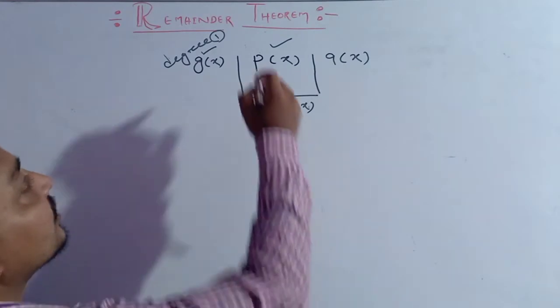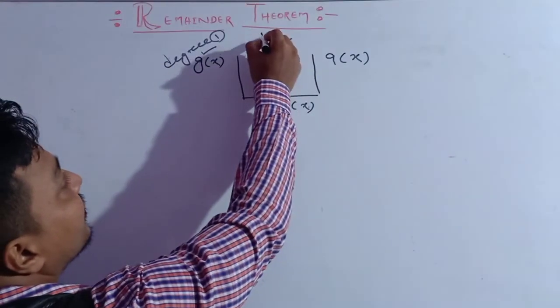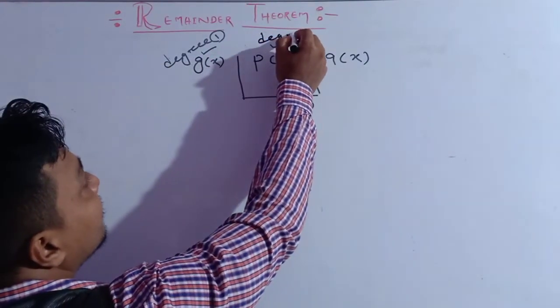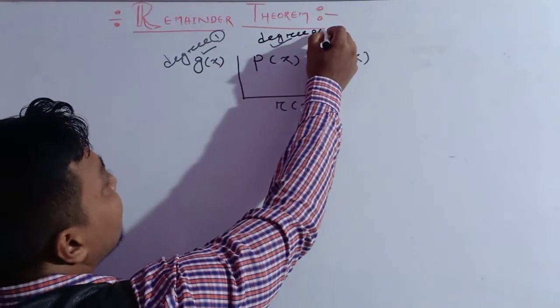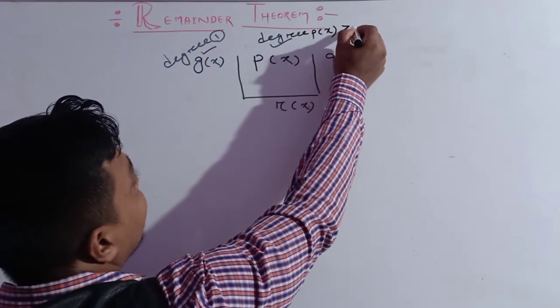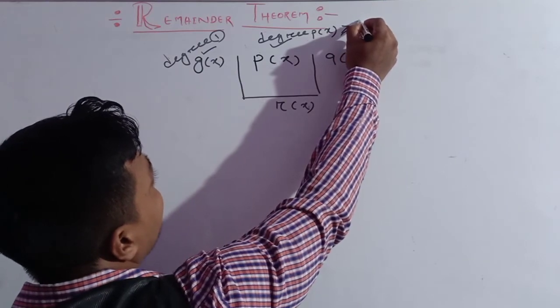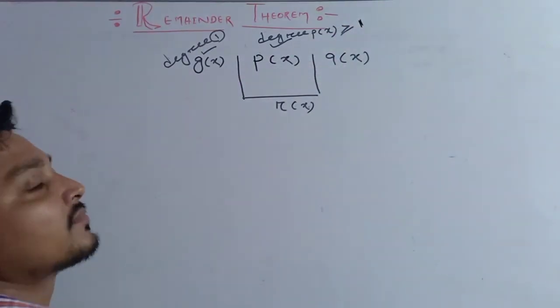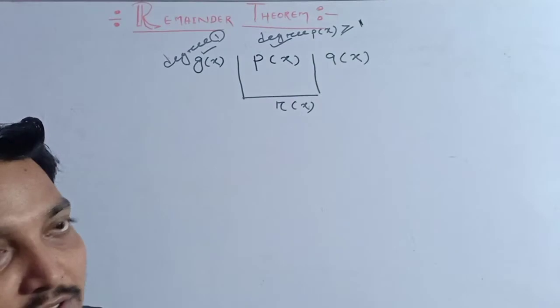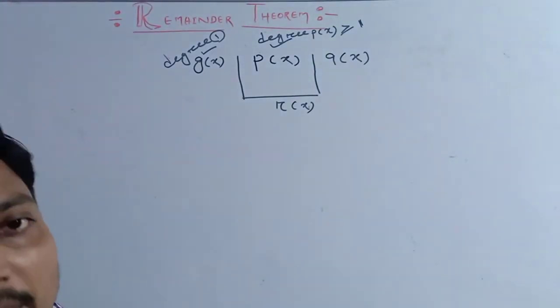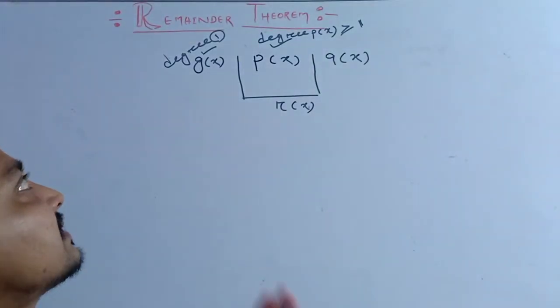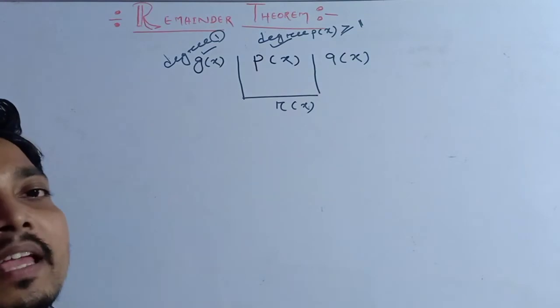So the degree of p(x), remember, will be greater than or equal to the degree of g(x). It means the degree is 1. Understood or not understood? So now you just have to remember it just like this. So I am saying our remainder theorem in one way.